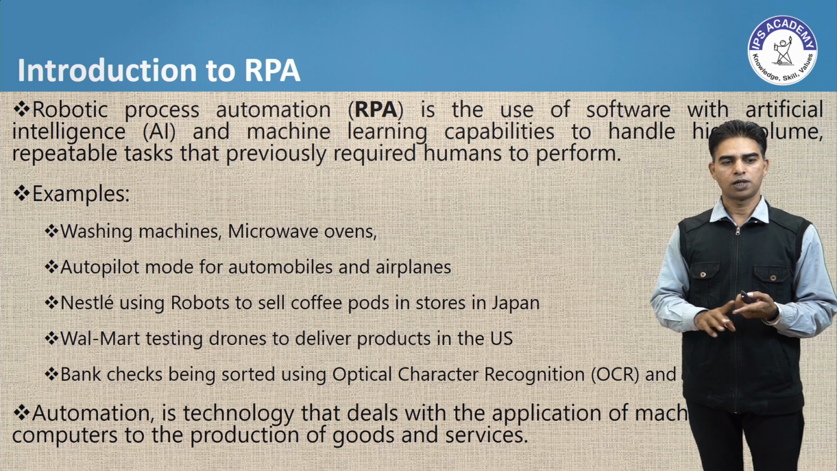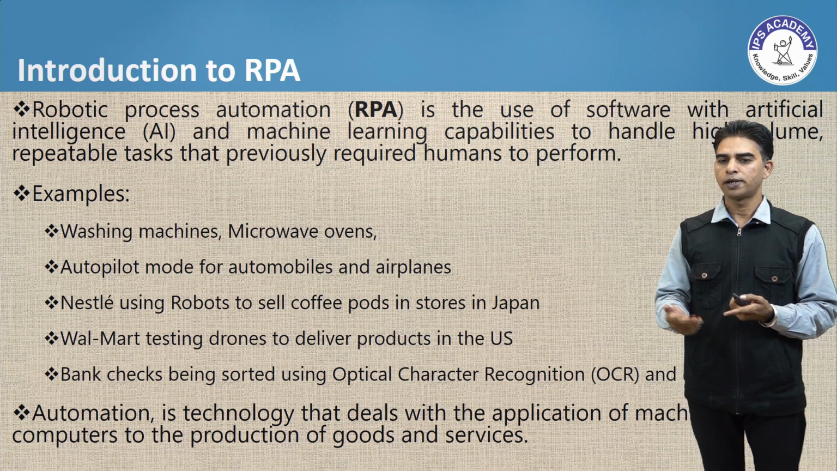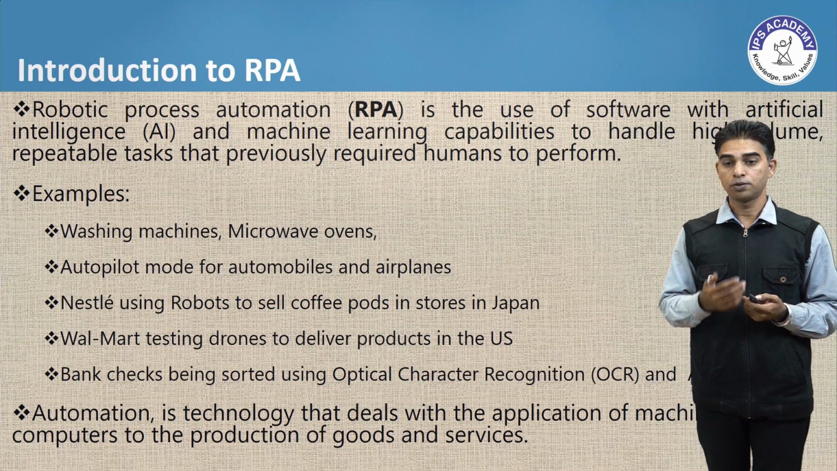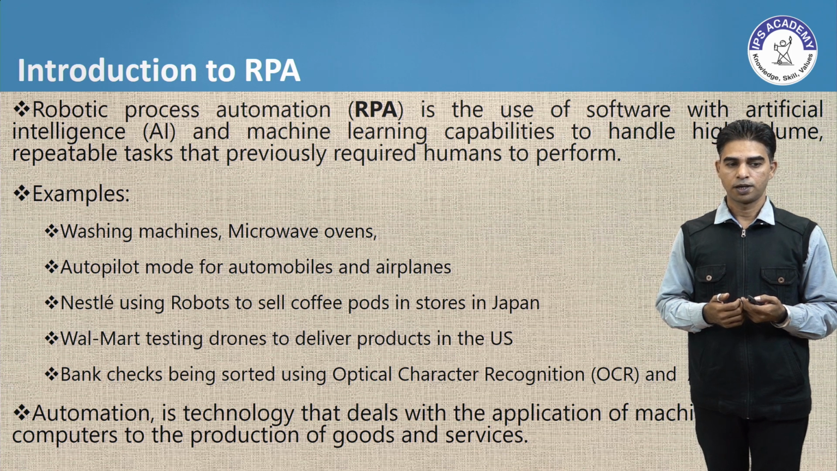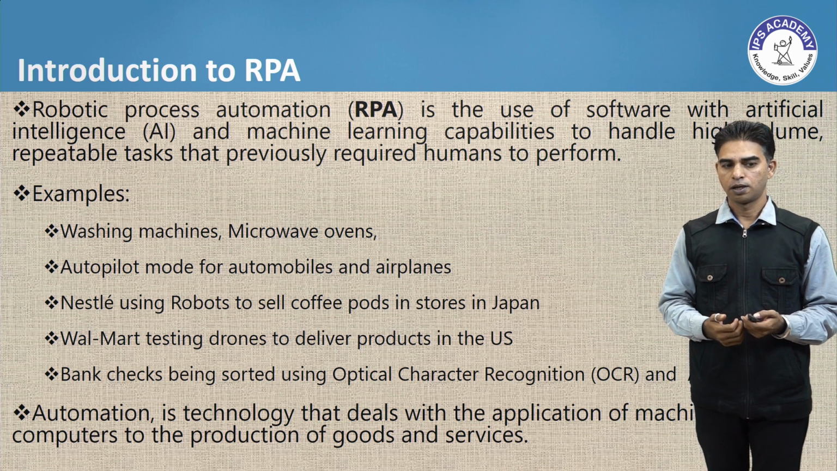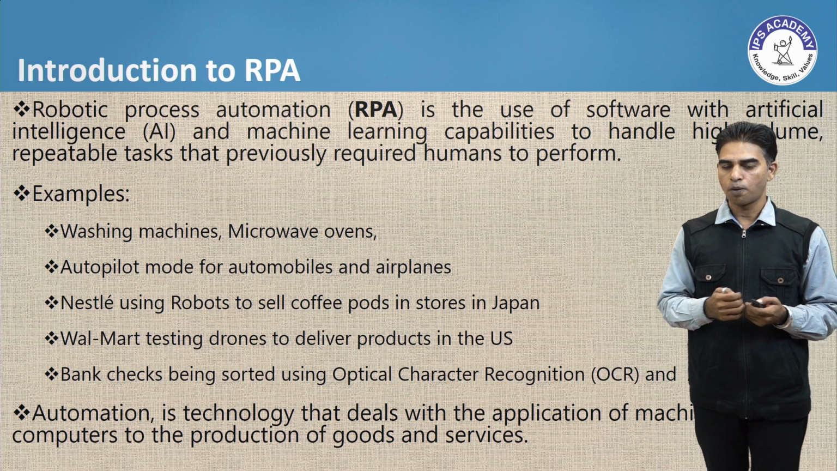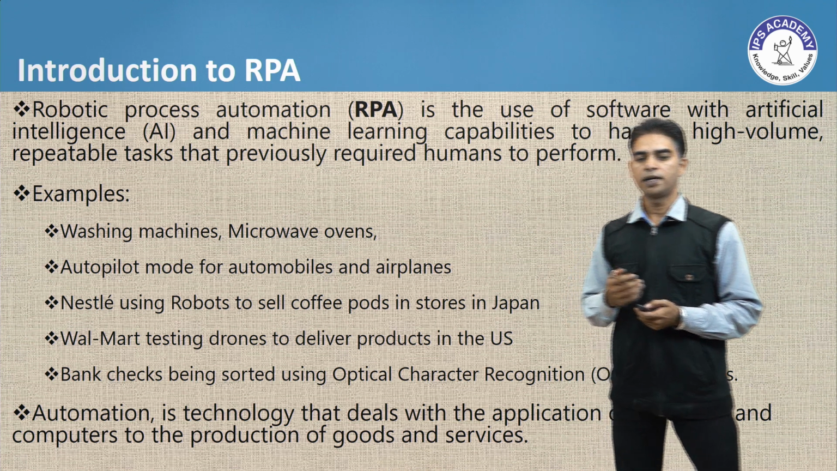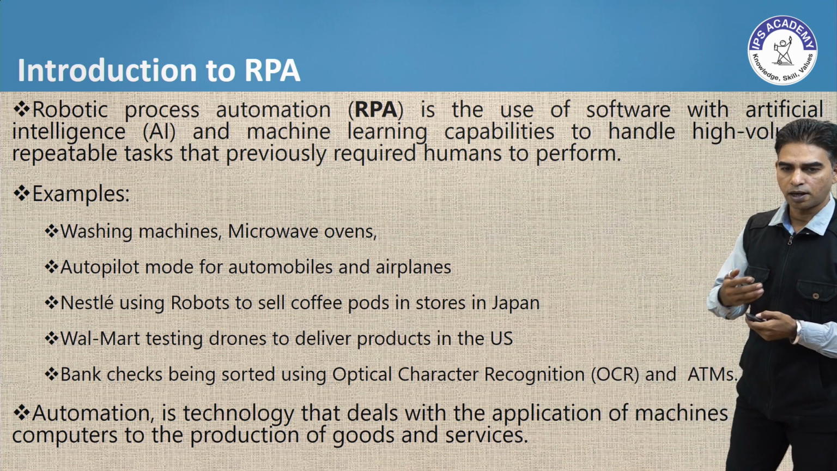Suppose the autopilot mode for automobiles and airplanes, and also Nestle using robots to sell coffee pots in stores in Japan by using robotic process automation. And also Walmart testing drones to deliver products in the US. Bank checks being sorted using the optical character recognition, OCR, technique. And this technique is also used in ATMs.